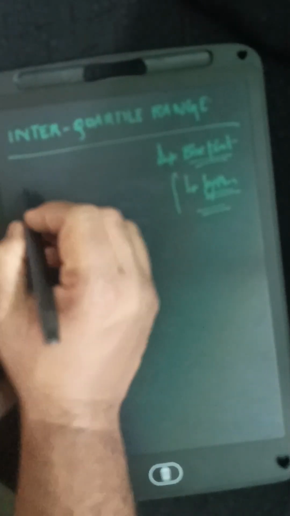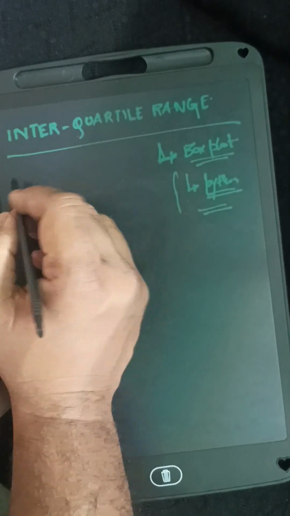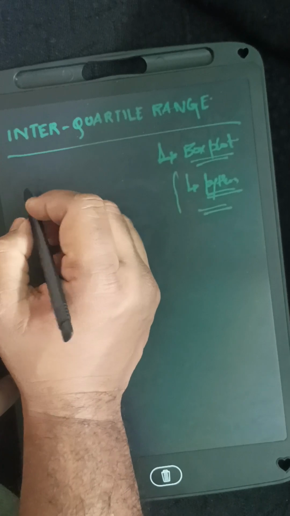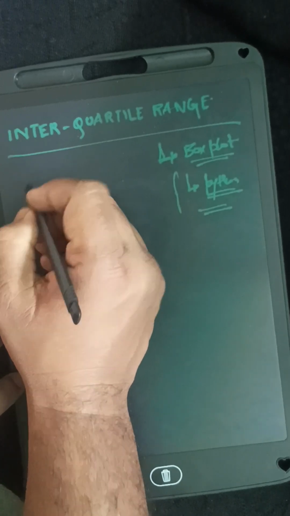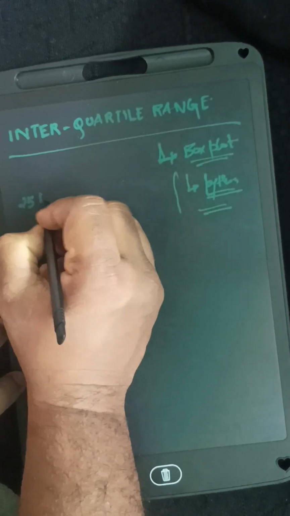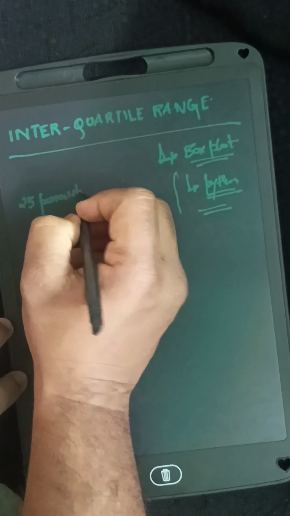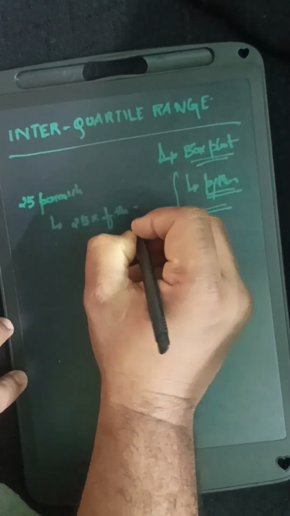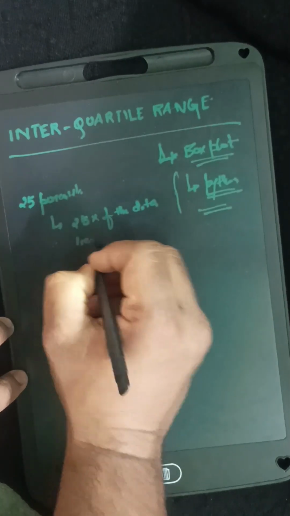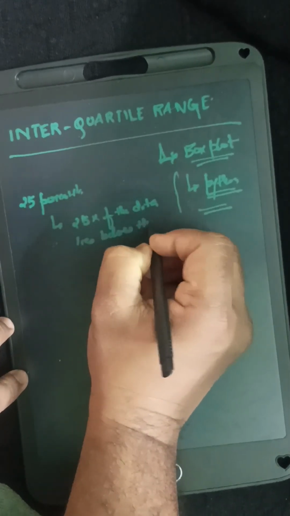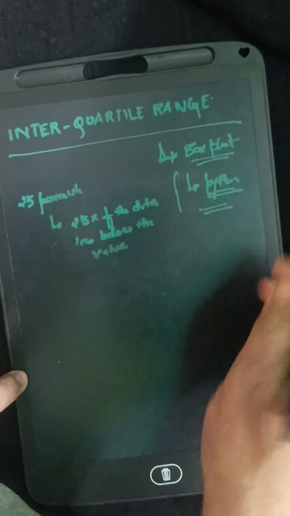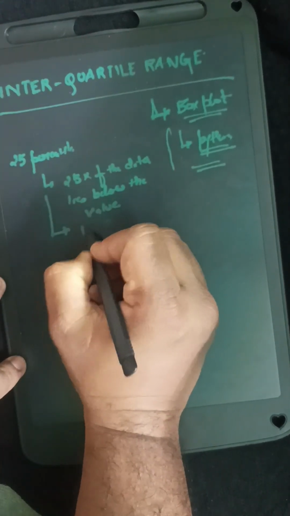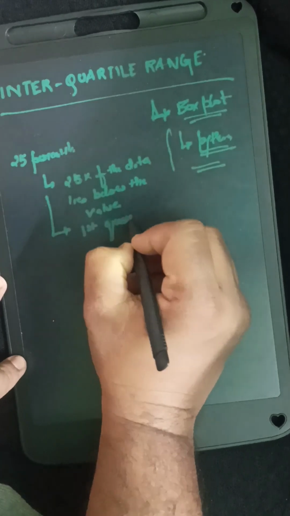But presently, if I do it theoretically, how do I find it out here? The practical part will be done later on. See, the 25th percentile, what do we understand by this? We have written it down that 25% of the data lies below the value. This 25th percentile is also termed as the first quartile.